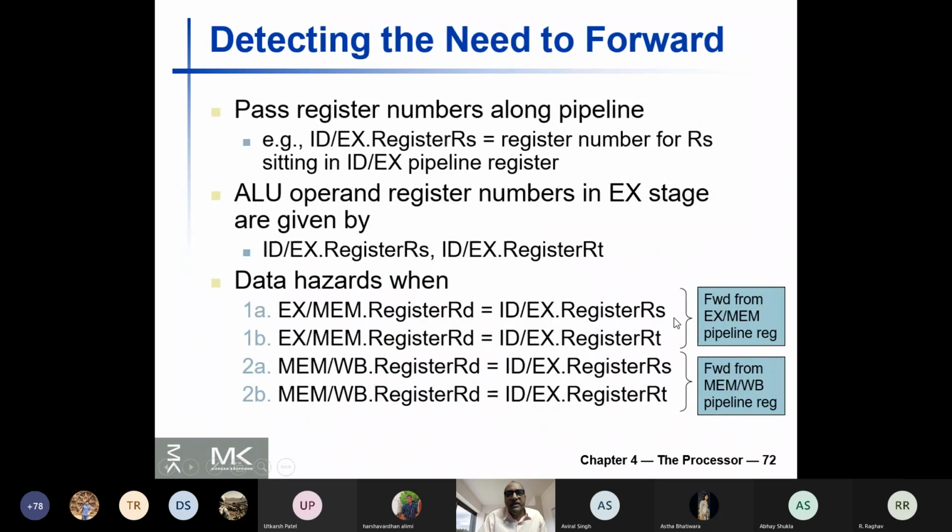So the thing is, how do we detect this data hazard, and then how do we forward it? For that, we will make use of some circuitry or some controller which will detect the hazards, and then suggest the forwarding values from the appropriate pipeline registers. So now we'll see how we detect the hazard. Here the hazards can be detected.